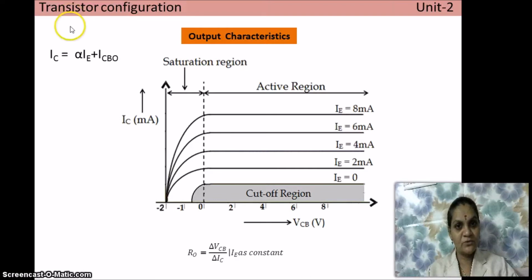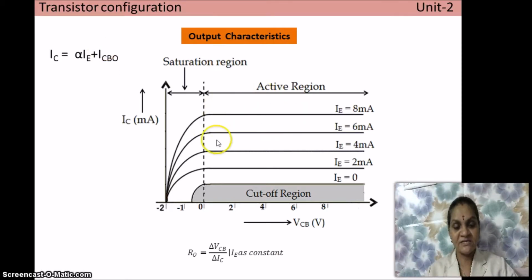For plotting the output characteristics of a common base transistor, you have to keep this expression in mind, that is, collector current IC equals alpha into IE plus ICBO. We discussed how to derive this expression in the previous video. This collector current has two terms, one is alpha into IE and the other is ICBO. This current is nothing but the current in the collector base junction, which is the output junction, with the emitter terminal open. This current is the leakage current, otherwise called the reverse saturation current.